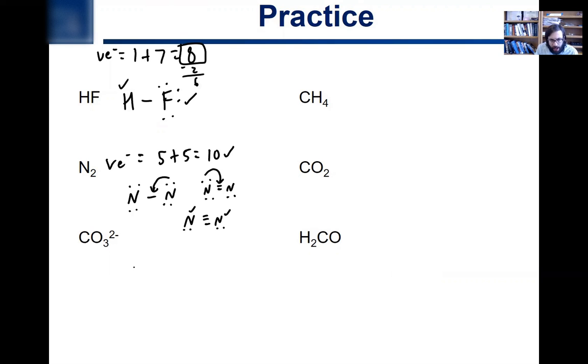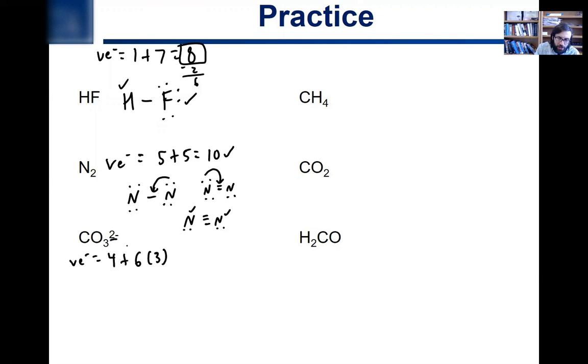Now this is the carbonate anion. Here we have a central atom for the first time. And we have multiple things we have to consider when we're calculating the number of valence electrons. Carbon is in group 4, 4 electrons. Oxygen's a chalcogen in group 6. And how many of them are there? There are 3, so we're going to times that by 3.